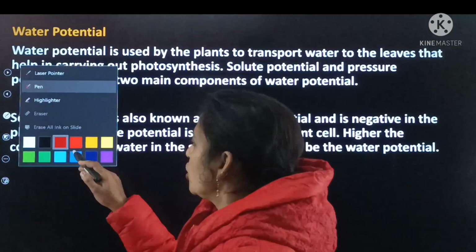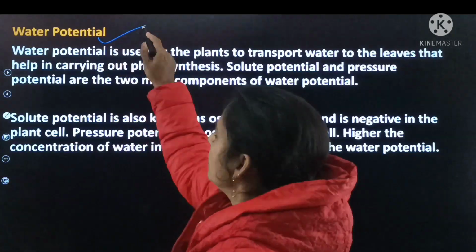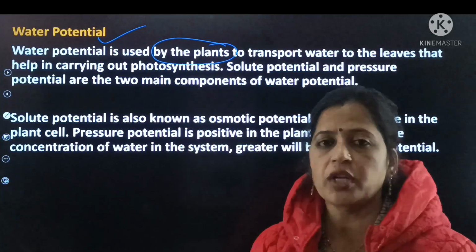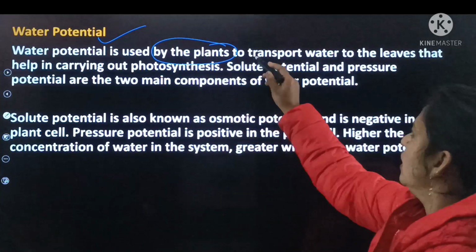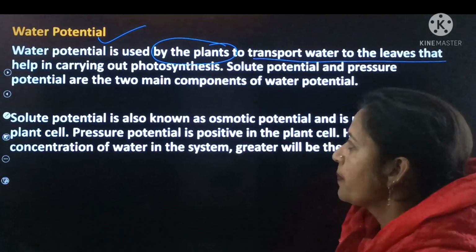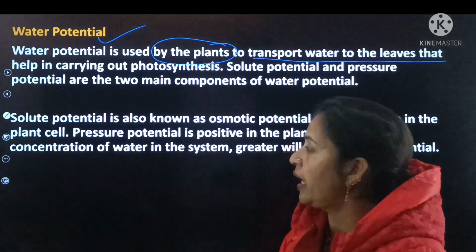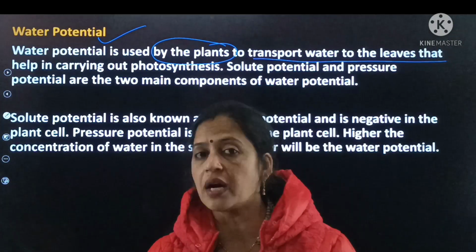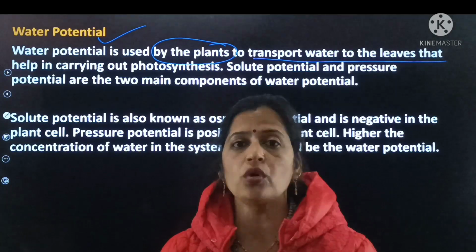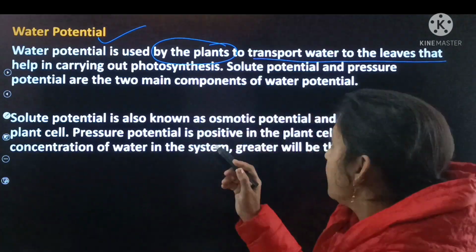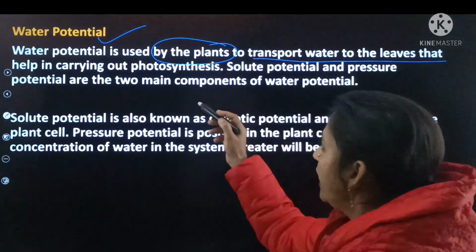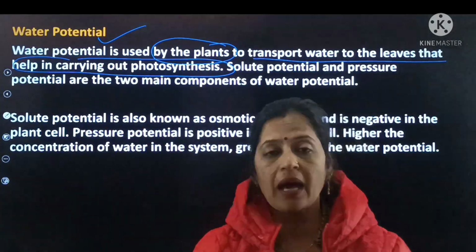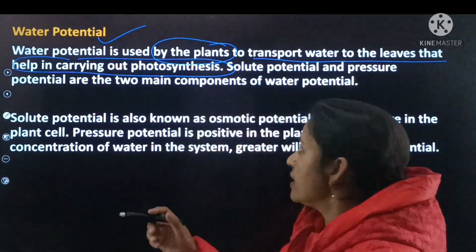Next is water potential. What do you mean by water potential? So water potential is used by the plants. Water potential is specially used by the plants to transport water to the leaves. स्पेशली ये जो वाटर पोटेंशियल होता है ये किस चीज के लिए यूज किया जाता है? ये स्पेशली यूज किया जाता है बाय द प्लांट्स, और प्लांट्स इसको किस लिए यूज करते हैं? टू ट्रांसपोर्ट द वाटर मॉलिक्यूल्स फ्रॉम द लीव्स. लीव्स से वो वाटर को ट्रांसपोर्ट करते हैं, and that helps in carrying out the photosynthesis. With the help of this they have to carry out the process of photosynthesis.